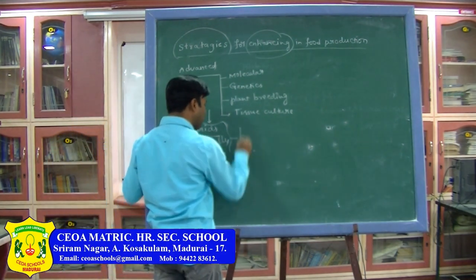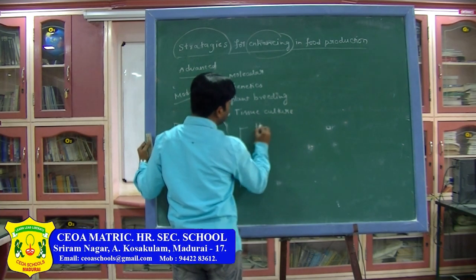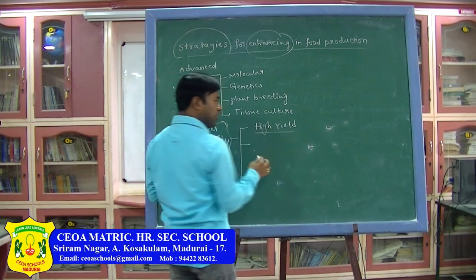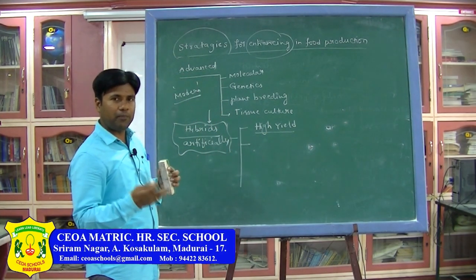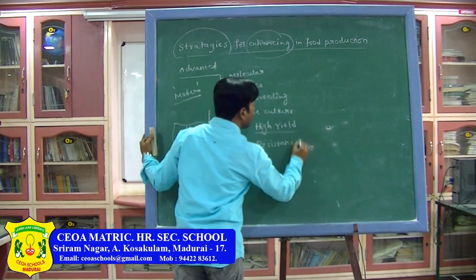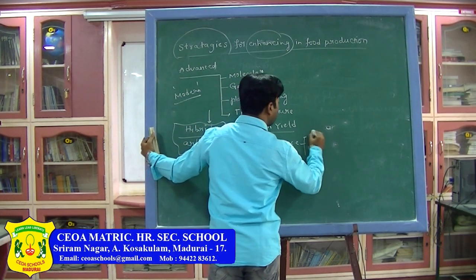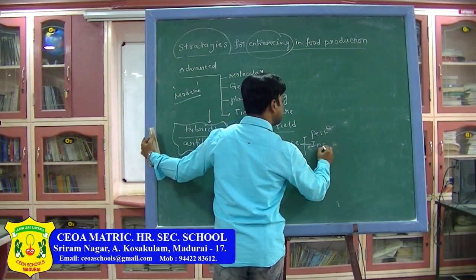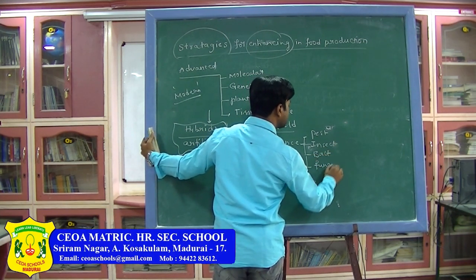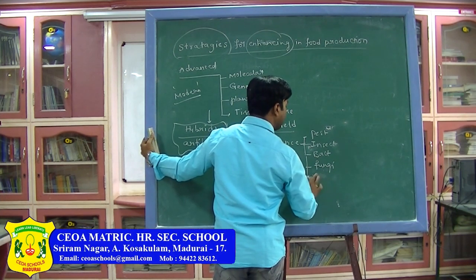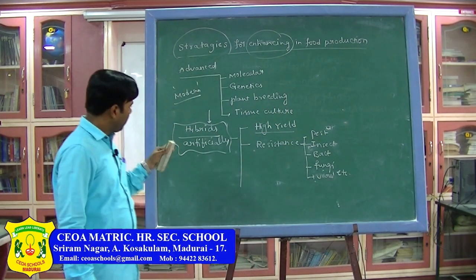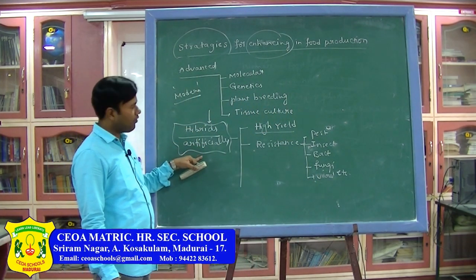Due to that, we get a high yield. First of all, we get high yield. High yield means the productivity, the crop production, will be more. Next, resistance: resistance to pests, insects, bacteria, fungus, viruses, etc. Okay.